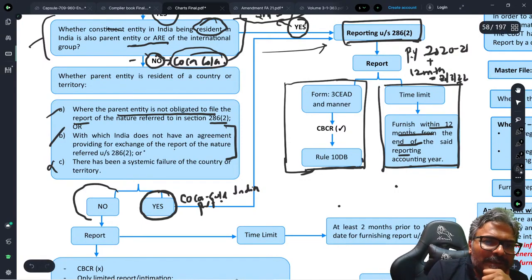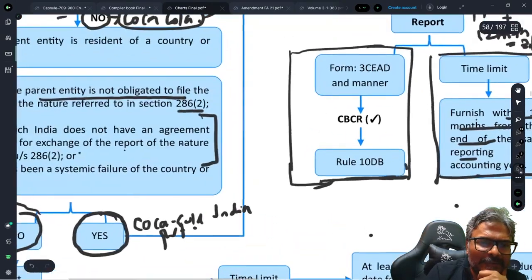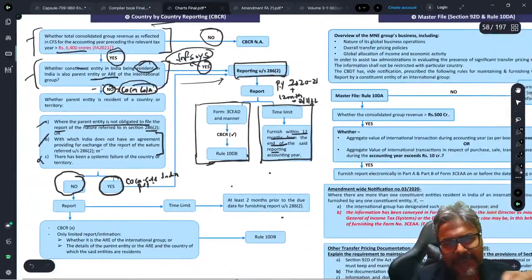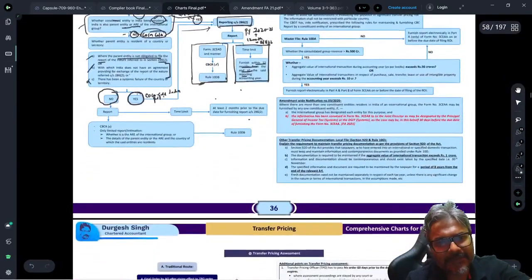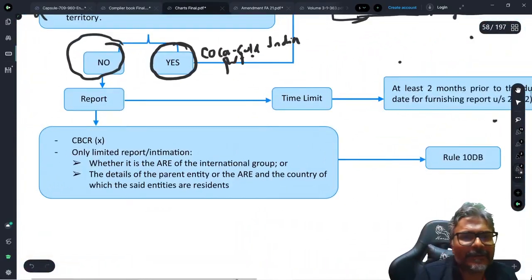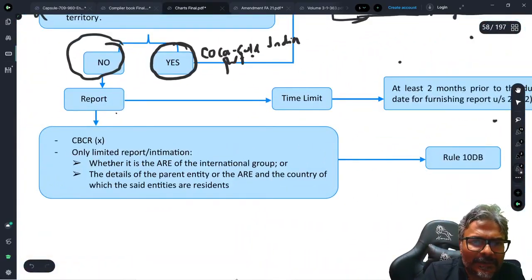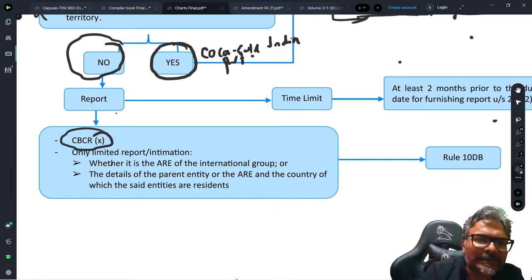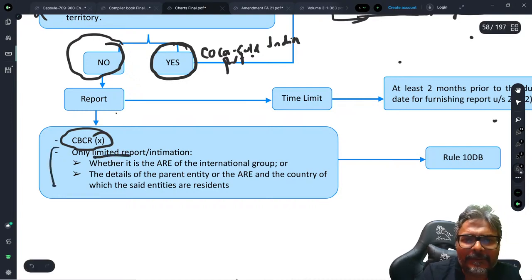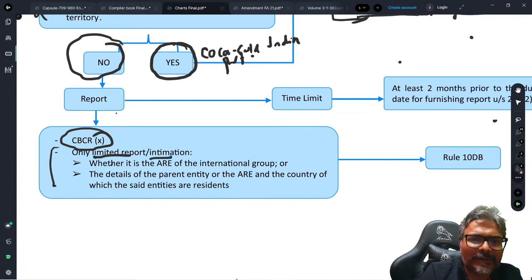But if such default hasn't existed, then what happens? If such default, students, hasn't existed in this regard, then the CBCR will not be required. In that particular case, students, the CBCR will not be required. What will be required is only a limited report or an intimation. That's it. And that is like one page.